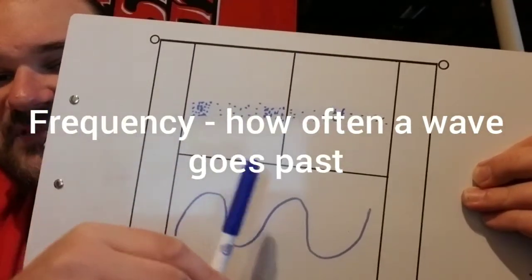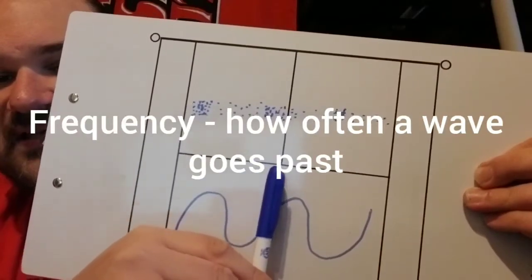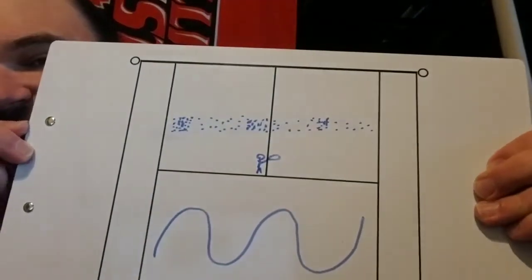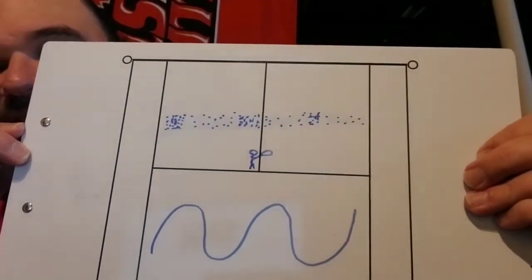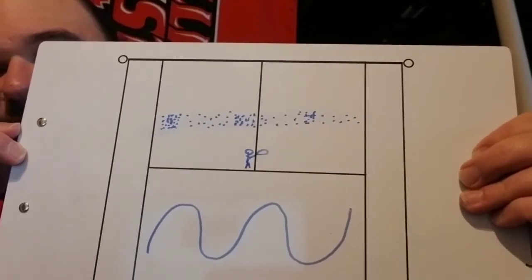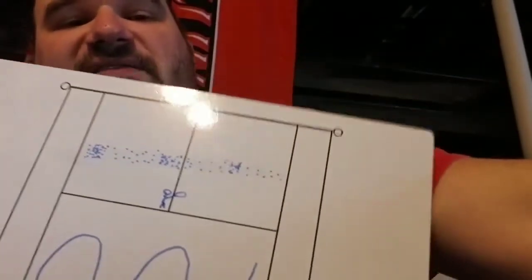So let's say I'm standing right here at center court. I'm going to draw a little tennis player on there. Got his racket in hand. Okay, so little tennis player's got his racket. It's how often a wave goes past that guy at center court. That is the frequency, and that again is measured in hertz. We have that on this other board still.